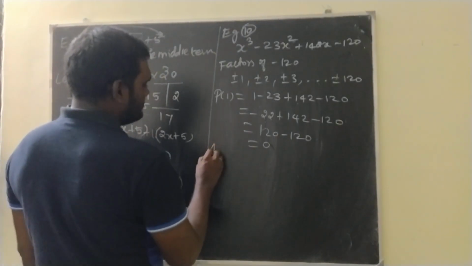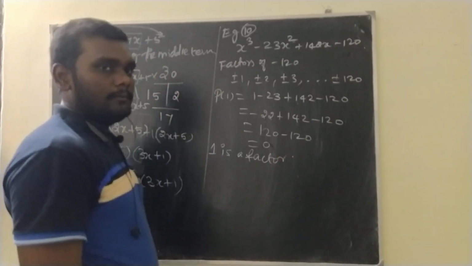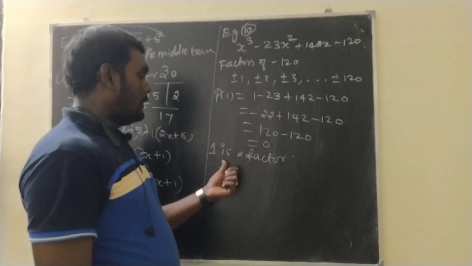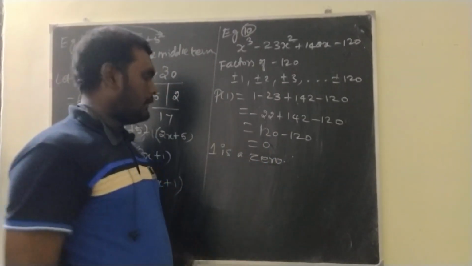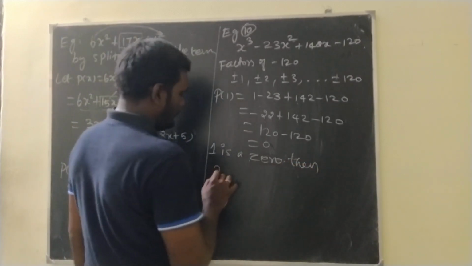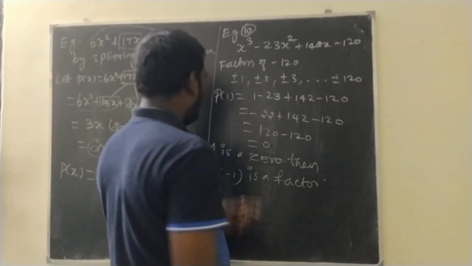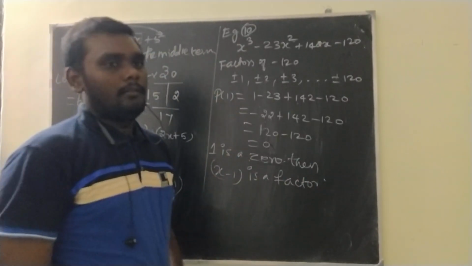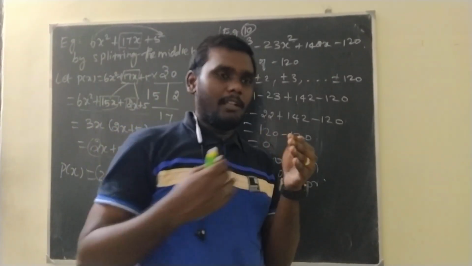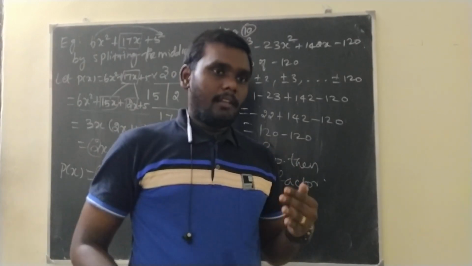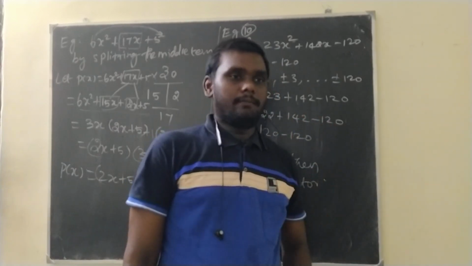If 1 is a zero, then x minus 1 is a factor. Remember factor theorem, if P of a is 0, then x minus a is a factor. To find the other quadratic factor, we should reduce the power of the given polynomial by 1. Also, we should get a quadratic polynomial by doing synthetic division.